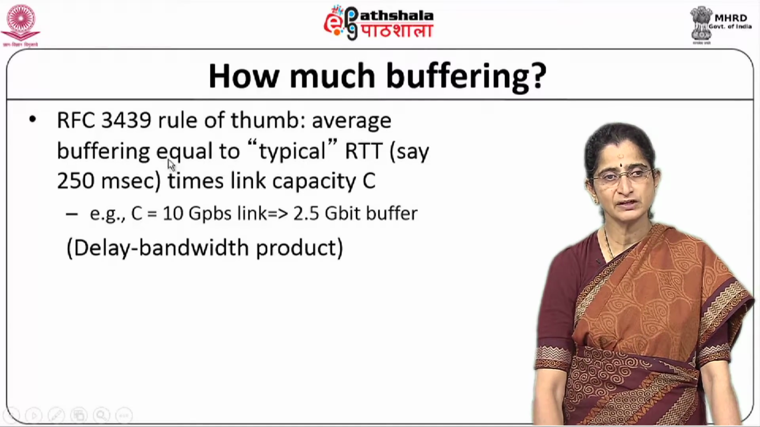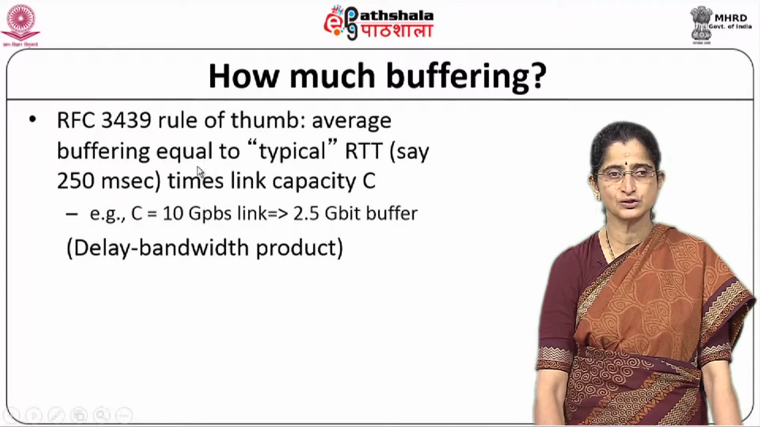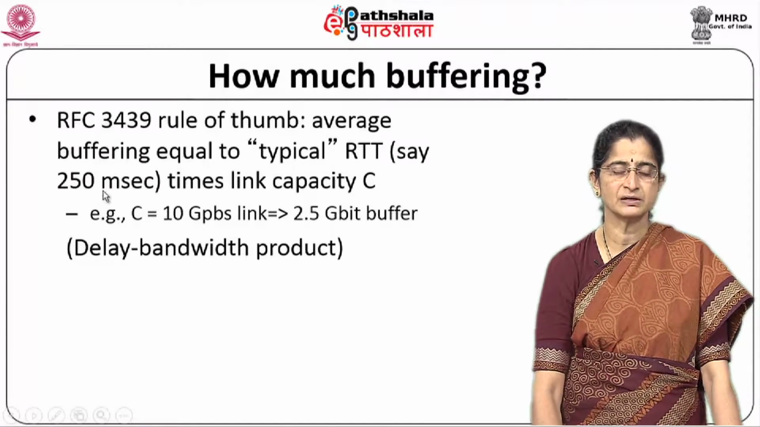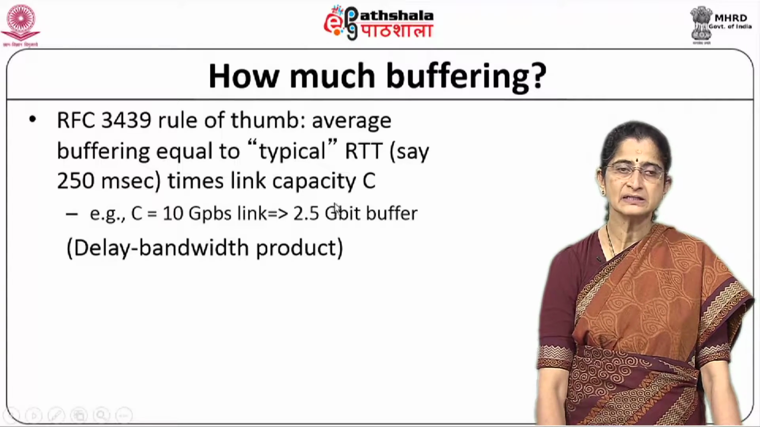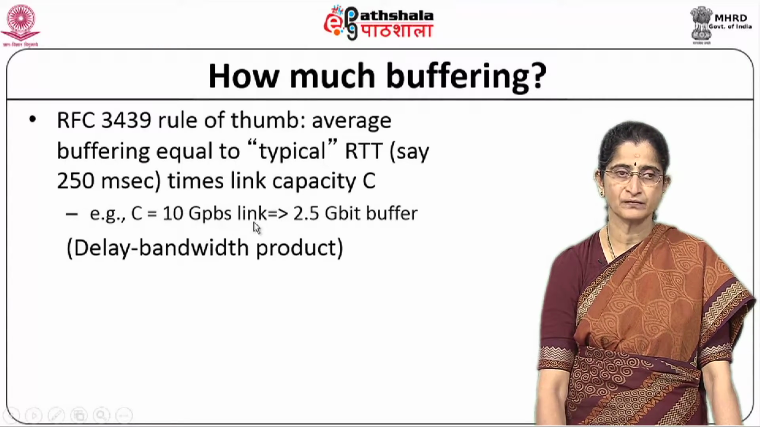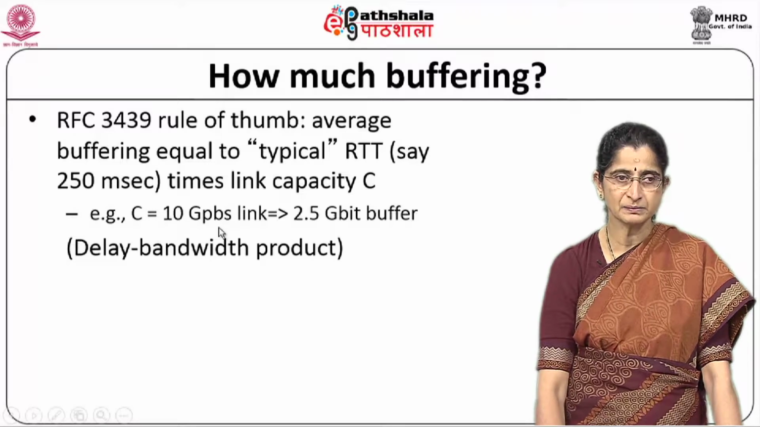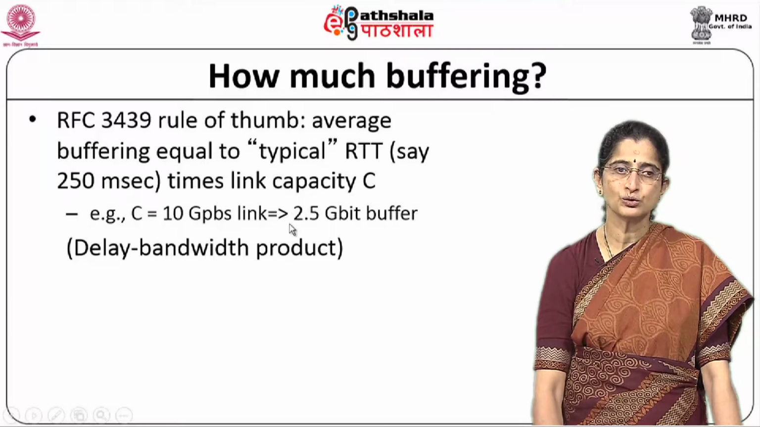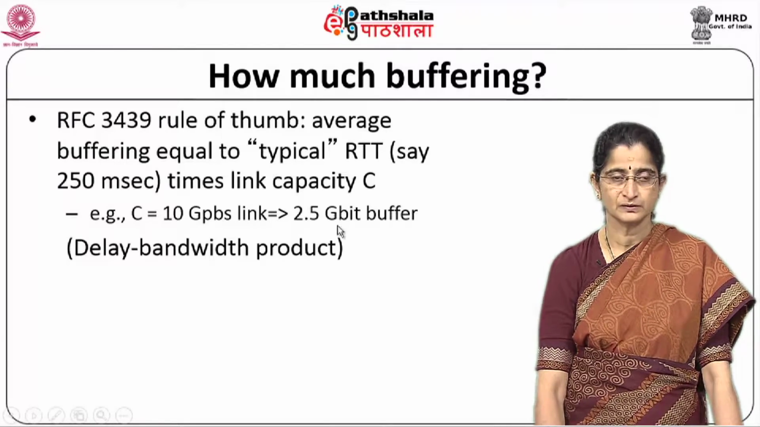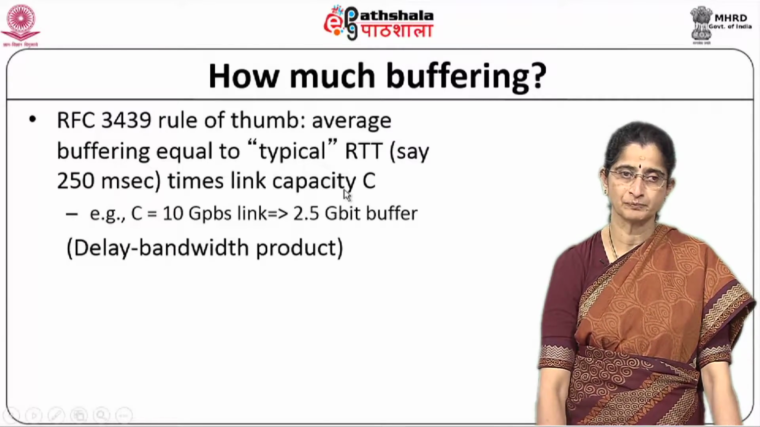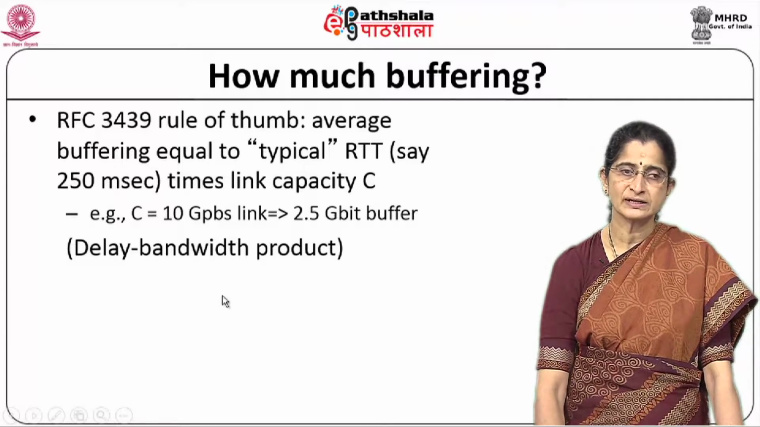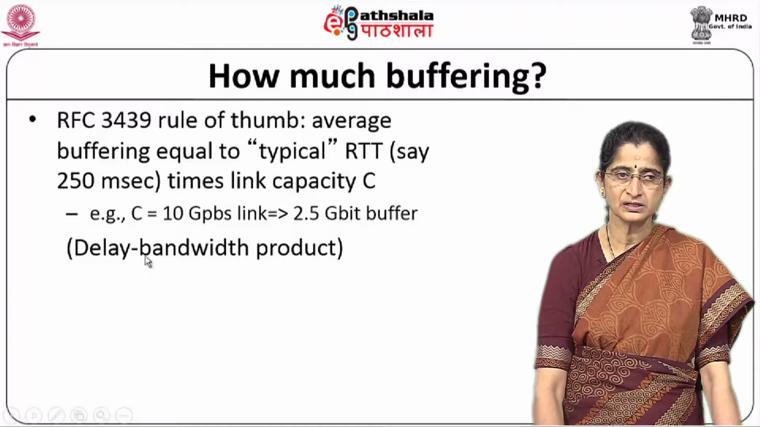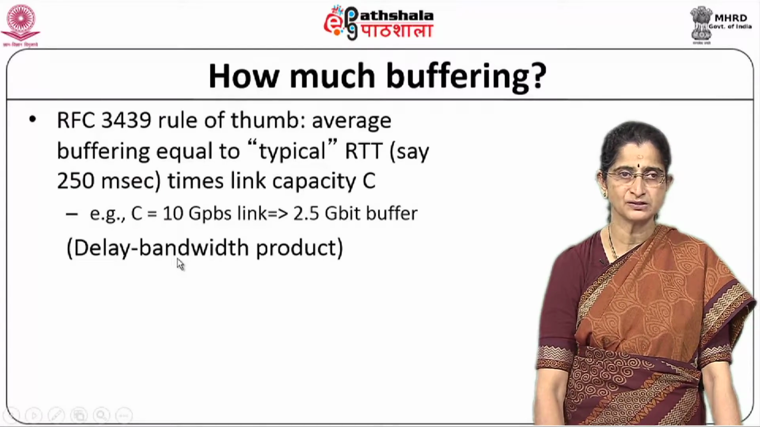Normally, the average buffering is set, as a rule of thumb, to be equal to a typical RTT, let us say approximately 250 milliseconds, multiplied by the link capacity C, whatever is the link capacity. If I have a link of capacity 10 gigabit per second, and if I assume that I have a 250 millisecond RTT, you will require about a 2.5 gigabit buffer in order to be able to support fast processing. So, essentially you can say it is determined by what we call the delay bandwidth product, right. So, what is the delay multiplied by the bandwidth, that will give you the capacity of the buffer that should be used.